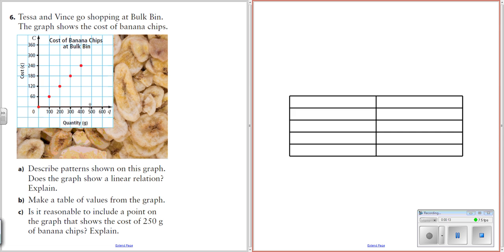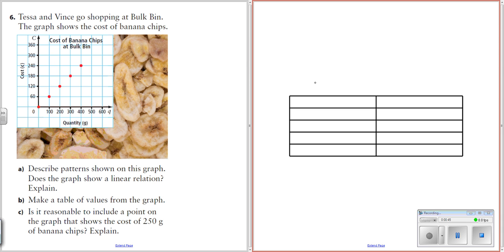Well, the x-axis here is now labeled Q, and the Q stands for quantity, not in number of banana chips, rather grams of banana chips. And you see it goes up in increments of 100. And on our y-axis, the C is the cost of the banana chips, and it's in cents. Notice it's not dollars, it's cents. 100 grams of banana chips does not cost $60, it's 60 cents. So those are our labels for our table of values.